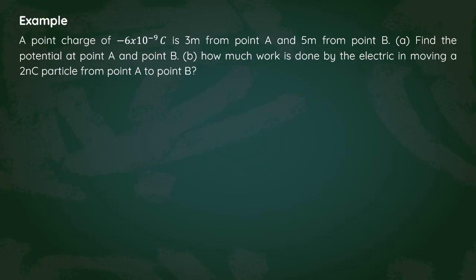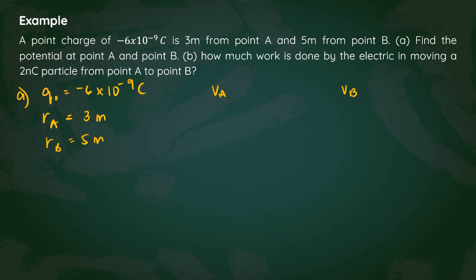Our given values: for question A, we have the charge, which is negative 6 times 10 raised to negative 9 coulombs. And then we have the distance to point A, which is 3 meters, and the distance to point B, which is 5 meters. Now, how do we solve for VA, or your potential at point A, and potential at point B if you have your charge and the distance between a certain point and the charge?